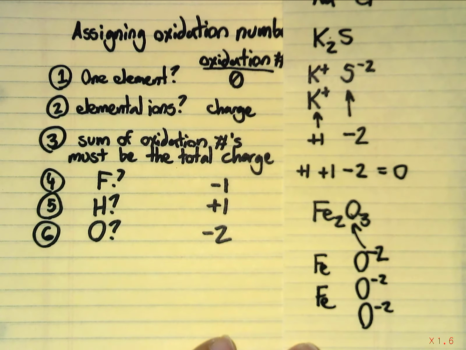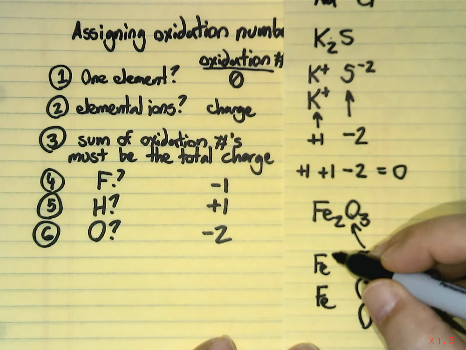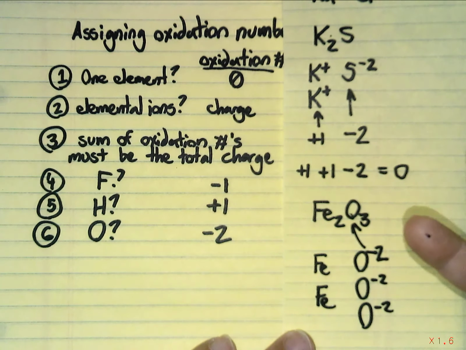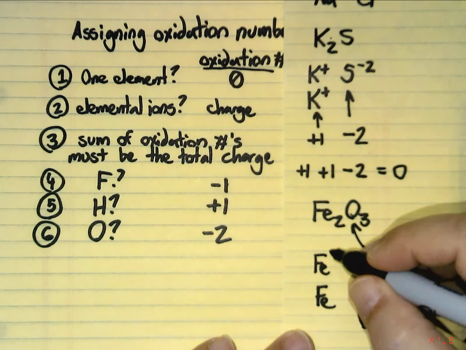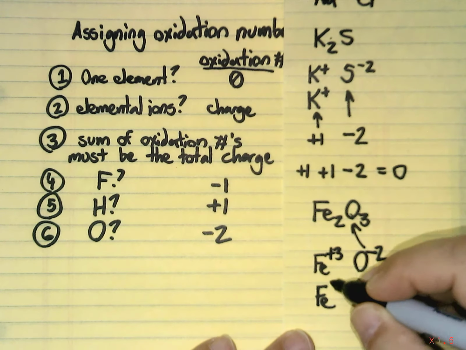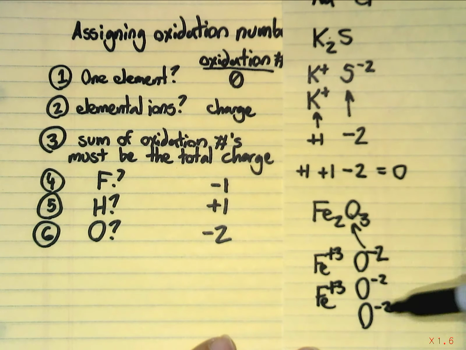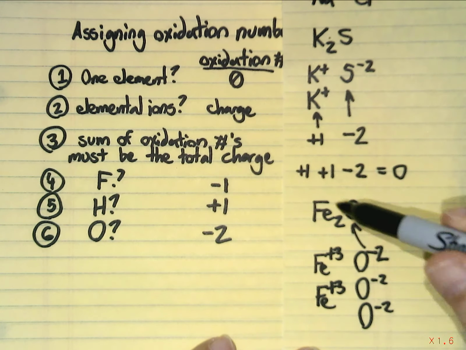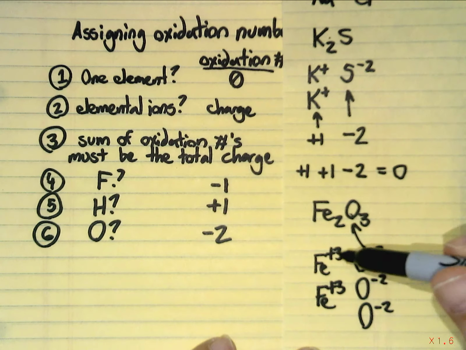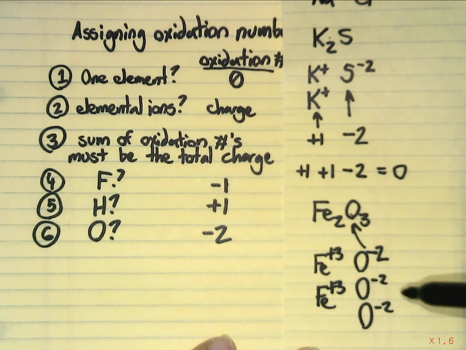Now there's 2 of them. There's no reason why one of them should be different from the other. They'll both be the same. So if they have to add up to +6 and they both have to be the same, that means that I can put a +3 on those. Now notice how everything works out. When you add up the oxidation numbers for all of these, they all add up to 0, which is the overall charge of this. +3, +3, -2, -2, -2, all add up to 0. So I did this right.